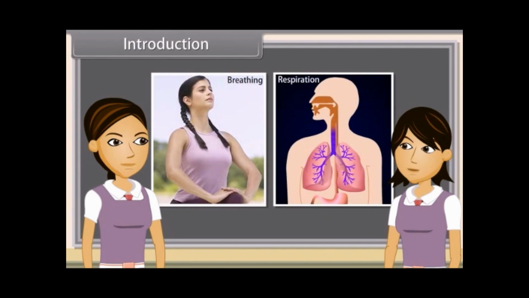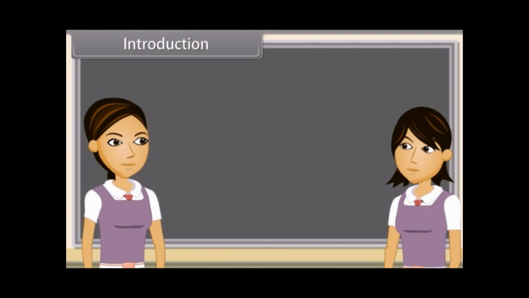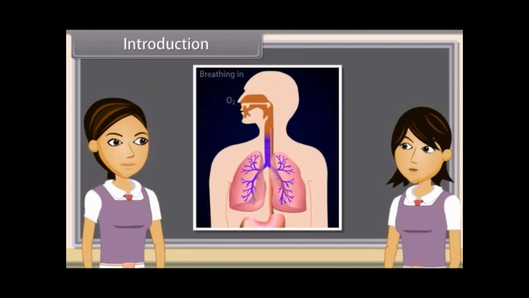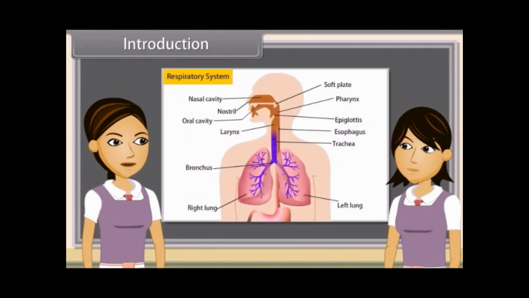The released energy is temporarily stored as ATP. There is a big difference between breathing and respiration. I know that breathing is simply exchange of gases. Yes, Ankita, during breathing an organism takes in oxygen from the environment and gives out carbon dioxide, while respiration is a complex process during which digested food is oxidized to release chemical energy.